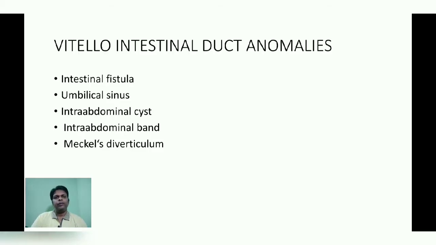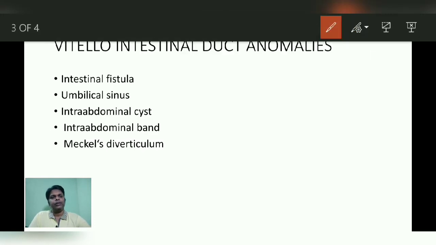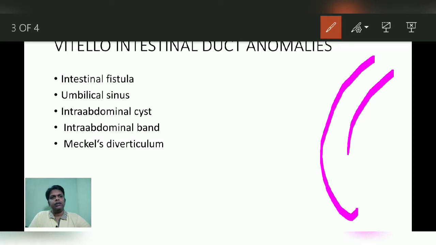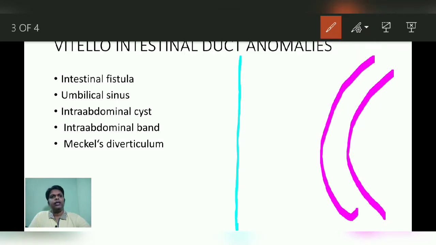In this video, I am going to talk about vitellointestinal duct anomalies. First of all, you should know what is vitellointestinal duct. So, we will go to the embryological aspect. Consider this is the midgut, and this one is the anterior abdominal wall, and this one is your future umbilicus.